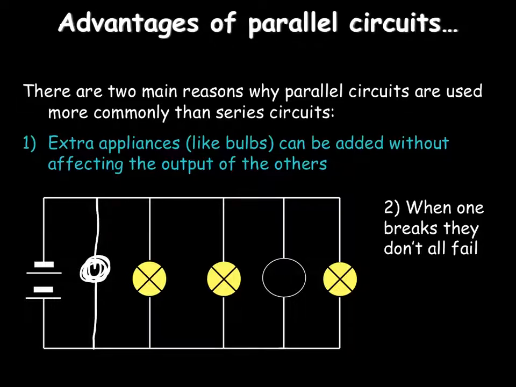By the same token, point number 2, if any of them break, or if, and this is more likely, we want to turn one of them off because we're going to bed, well then the others do not necessarily go off. And in fact, we can turn all of them off and not have any problem with the circuit. So, extra appliances can be added or subtracted, things can break or be turned off without affecting the other bulbs in the circuit. So these are the advantages of parallel circuits.